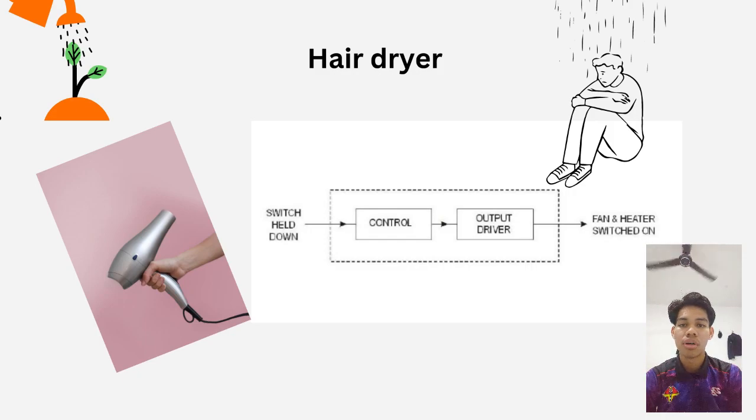Now we talk about the block diagram for hairdryer. When the switch is held down, it sends a signal to the control circuit, which activates an input driver. The input driver then sends a signal to the heating element to turn it on, causing it to heat up. The fan is also turned on, generating airflow that is directed through the heating element and out of the hairdryer nozzle.